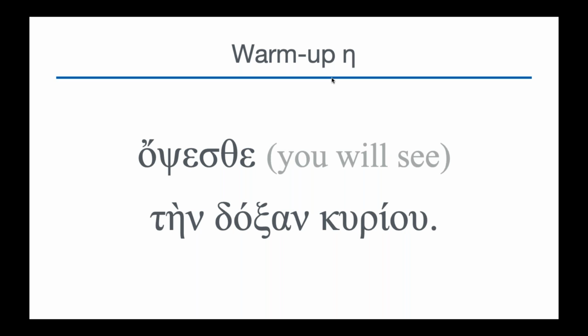Okay. I guess we got all the genitive questions right next to each other. So, opsesthe means you will see. Ten doxan kuriou. Okay, what does ten doxan mean? Ten means the. What does doxan mean? Doxology, praise God for song, hymns. Doxology means glory or majesty. So you will see the glory of the Lord. Automatically when I looked at that, I knew that was Lord. I guess we're learning.